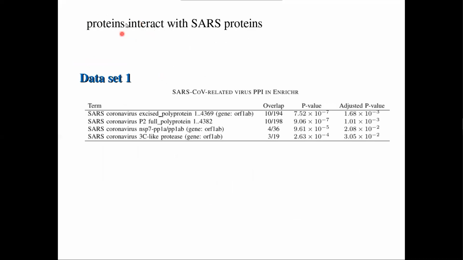This is the result of the first biological validation of the selected genes. For dataset 1, we have found 4 SARS-CoV proteins that significantly interact with the genes we have selected. For example, 194 human genes are known to interact with this SARS-CoV protein, and among these 194 genes, 10 are included in our selected genes. This is just the p-values. It is obvious these 4 SARS-CoV proteins significantly interact with the genes we have selected.